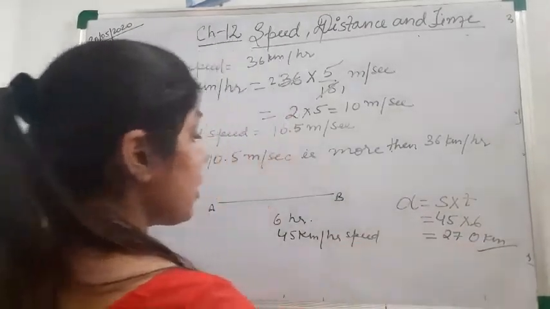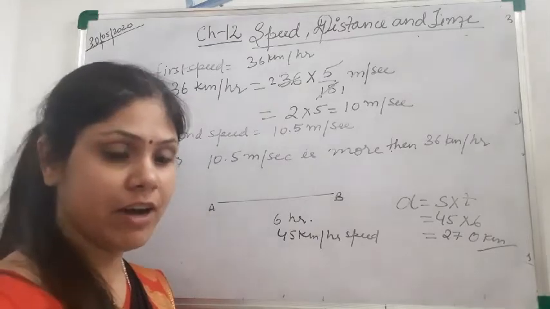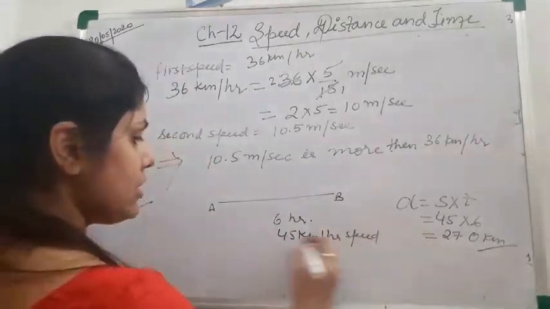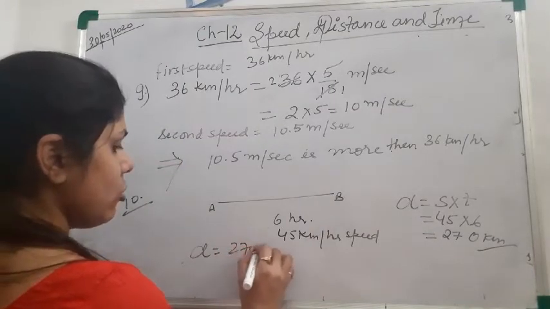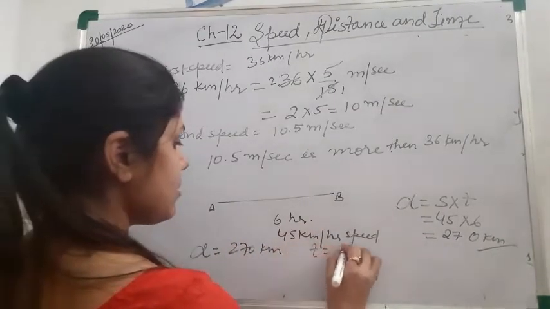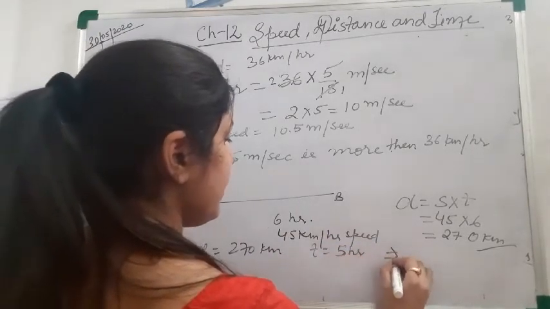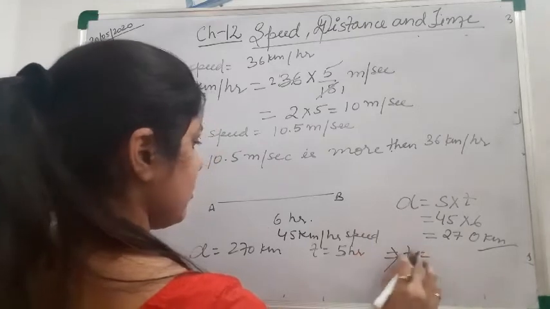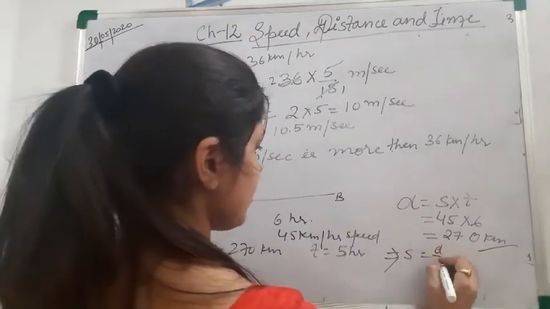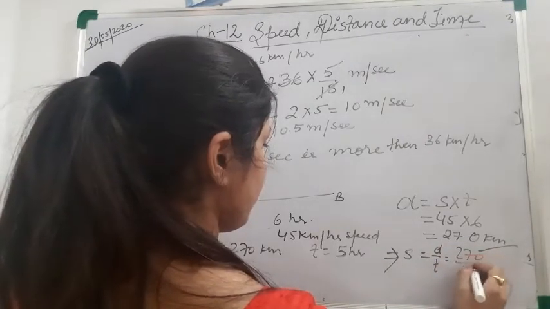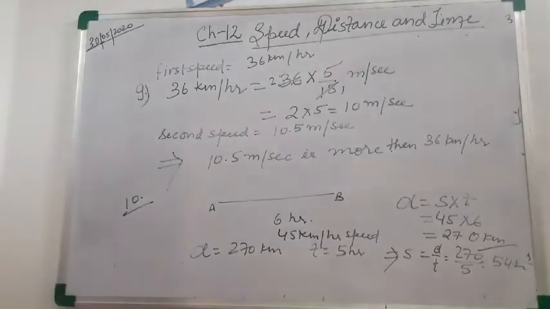So the distance. Now the same distance it has to be covered in 5 hours. So what should be the speed? Now in second case, distance is 270 kilometer and time is how much? 5 hours. So what should be its speed? Speed is equal to distance upon time. 270 upon 5, 54 kilometer per hour. I think this is clear to you all.